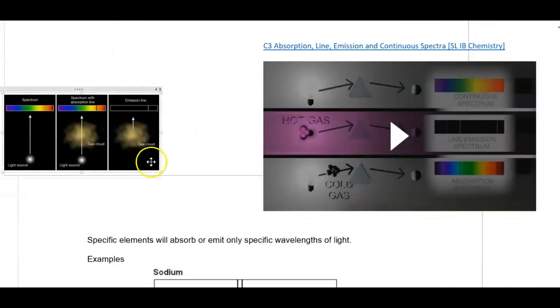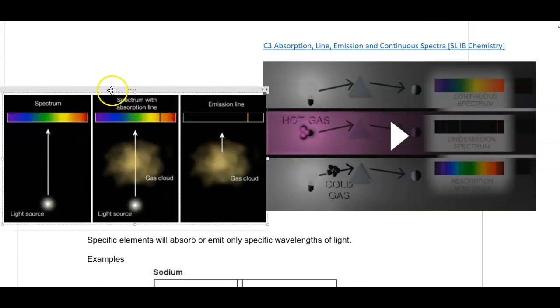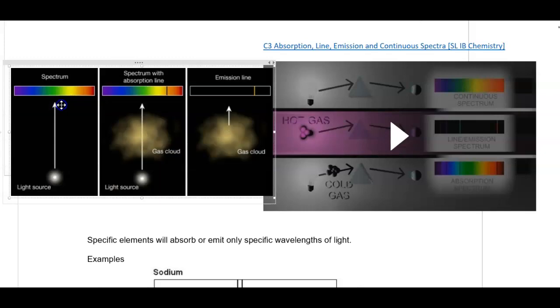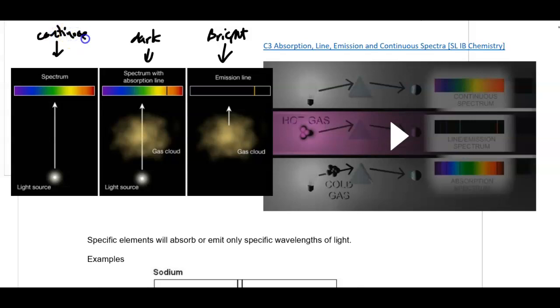So we can take a look at this picture here. Again, we've got a light source. This first one here would be what we call a continuous spectrum. Here we've got a dark line spectrum or absorption spectrum. We see we've got the dark lines absorbing a little bit of the light. And here we've got what we call an emission spectrum or a bright line spectrum. Okay, and so these will come through with that.